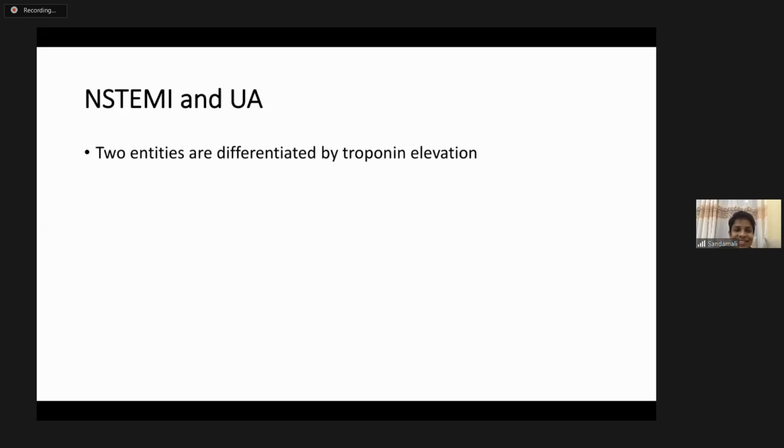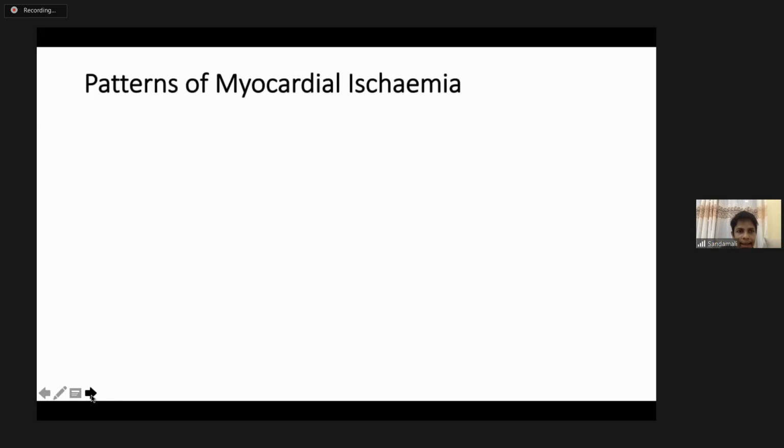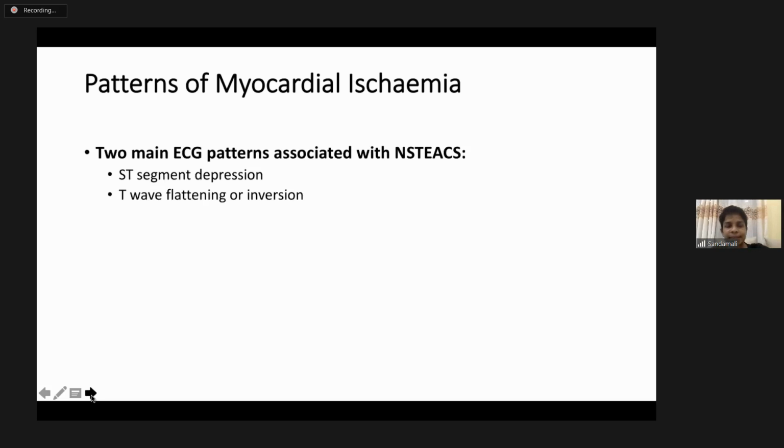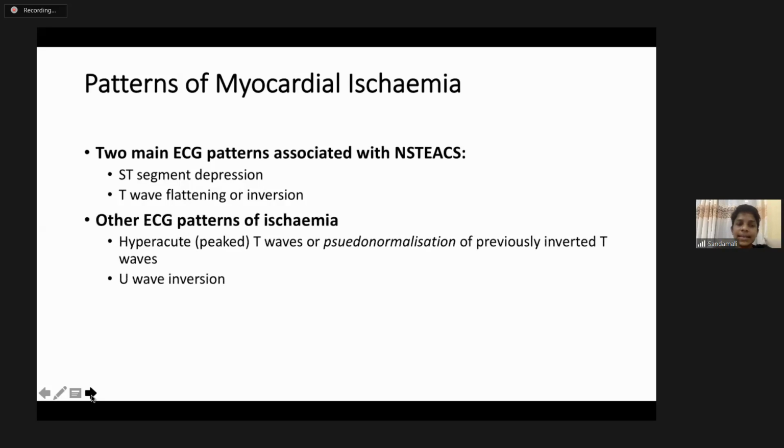Okay, so non-ST elevation MI and unstable angina are differentiated by troponin elevation. In non-ST elevation MI, troponin is elevated. In unstable angina, it's more or less normal. In these two conditions, you get ECG patterns of myocardial ischemia. There are two main patterns: ST segment depression, and T wave flattening or inversion. Those are the common changes. There are other ECG patterns also, like hyperacute T waves or pseudo-normalization of previously inverted T waves.